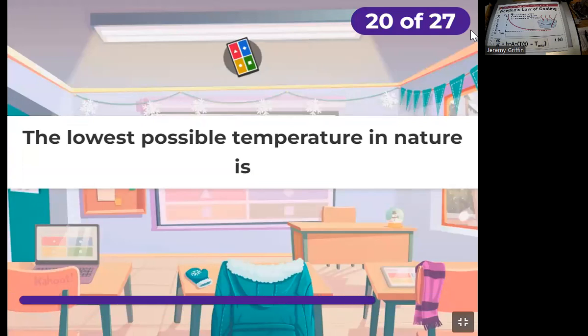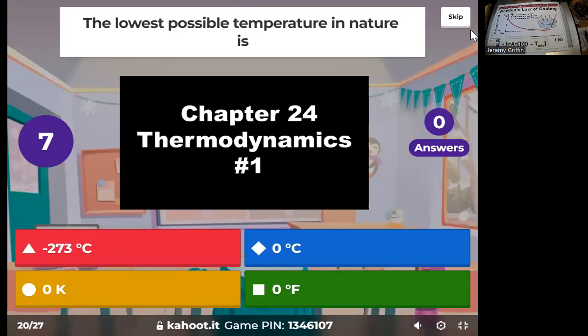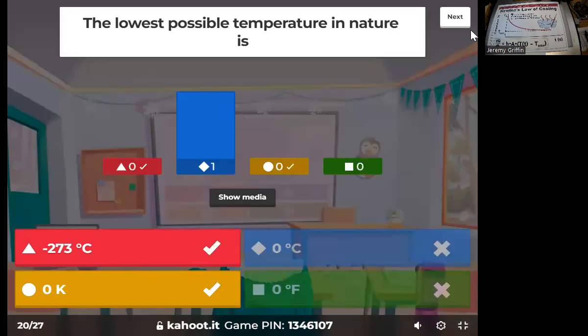The lowest possible temperature in nature. All right, so the best answer is 0 Kelvin. That is equivalent to negative 273.15 something degrees Celsius. So 2 of those are all right. Now, 0 degrees Celsius is just the place where water happens to turn from a liquid to a solid, or the other way around. But Celsius can go negative because remember, Celsius is just a relative scale. So care about this value in Celsius or this value in Kelvin. So 0 Kelvin is the best answer.